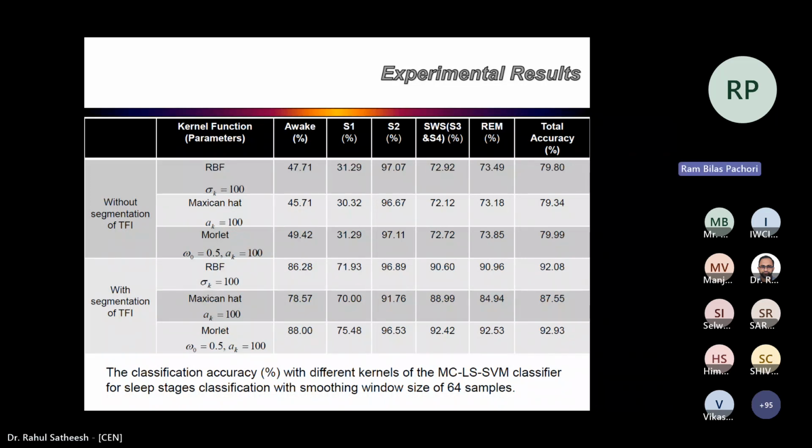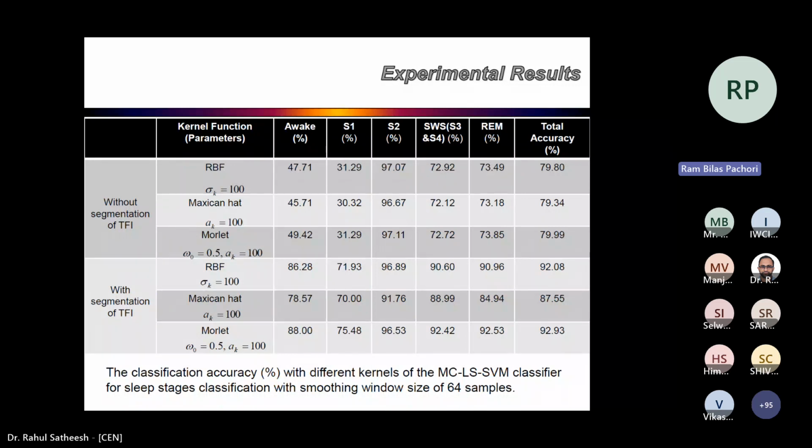Okay. So here you can see when you perform segmentation of time frequency image, there is a huge improvement. Without segmentation of time frequency image, the classification performance is not so good. You can see when you use the same RBF, Mexican hat, and Morlet kernel functions, for awake, S1, S2, slow wave sleep S3 and S4, rapid eye movement REM, and total accuracy, without segmentation and with segmentation, there is a huge difference.